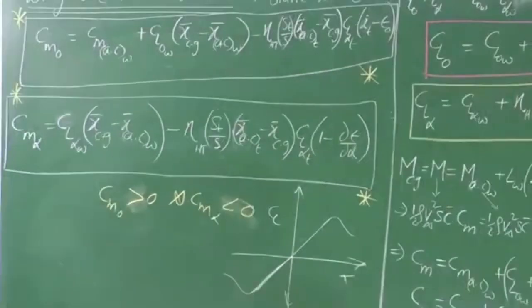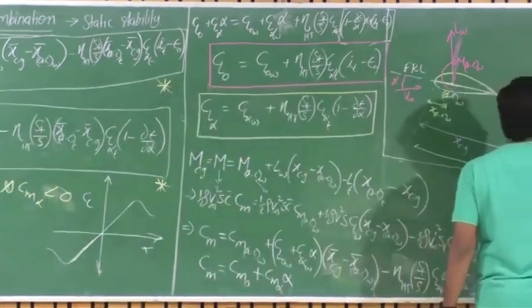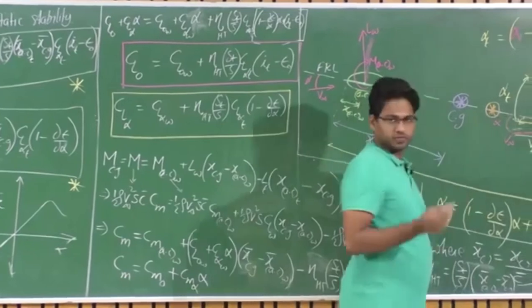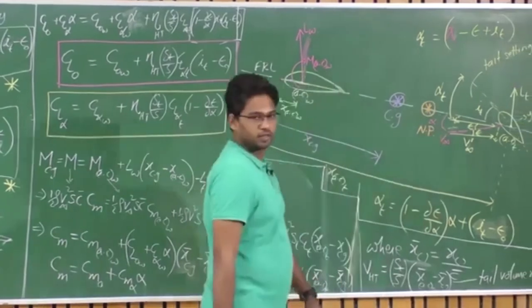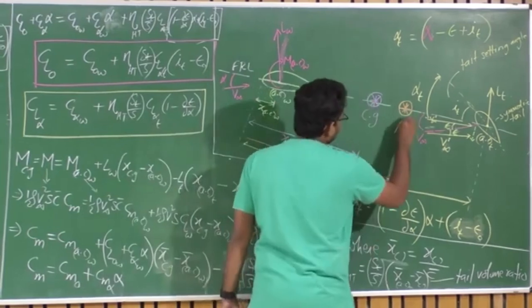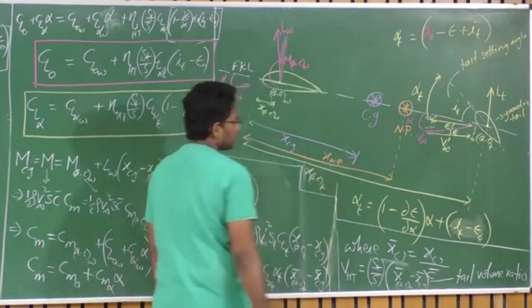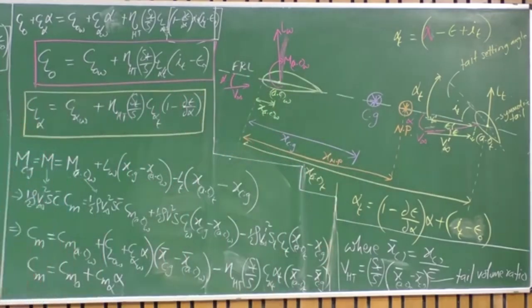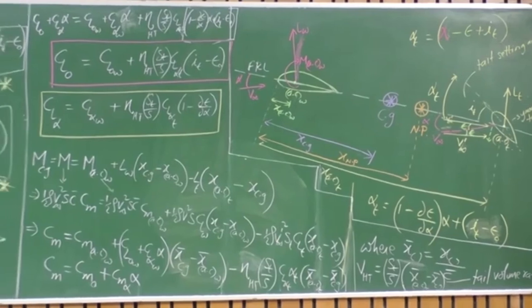So that particular location about which the entire aircraft pitching moment is independent of angle of attack is called the neutral point, right? Let us consider some location. It is also a location of CG. Say this is NP, call it NP. This is the location of CG about which the pitching moment of the entire aircraft is independent of angle of attack. What does it mean? So CM alpha is 0. You have CM naught, but there is no CM alpha about that particular CG location. Okay, so let's figure out what that is.